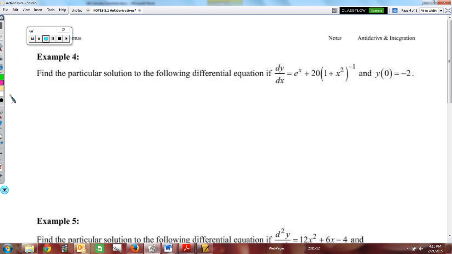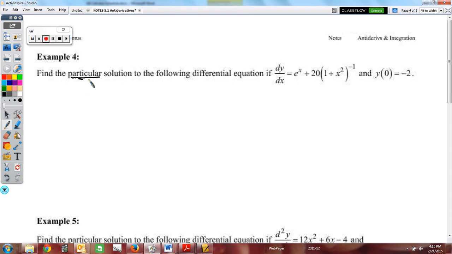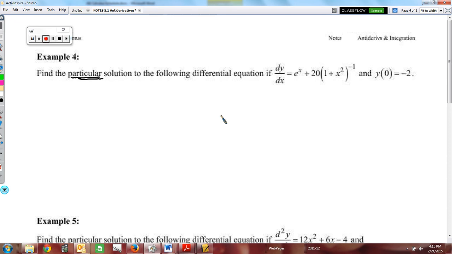Alright, so let's use that, and we're going to find a particular solution to the following differential equation. Now again, I still have to think of this in terms of the separation. So the work that we would show for this: dy dx equals e to the x plus 20, and I'm going to rewrite this as 1 over 1 plus x squared. Because remember, we don't have working backwards from chain rule. We're only recognizing derivatives we already know. And when I see that fraction, I recognize that it is one of those inverse trig functions.